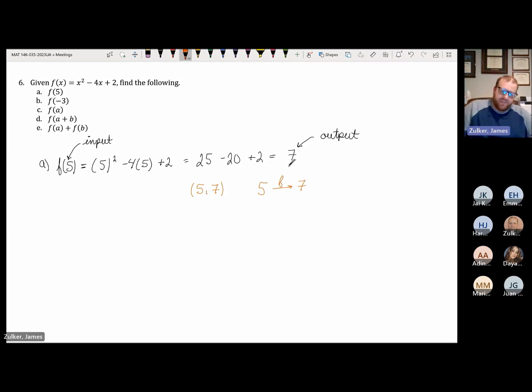This bit here is really for more advanced study of functional analysis, so it's really not going to be used too often. It's really these two right here that are going to be used the most: f of 5 equals 7, or the ordered pair (5, 7). Now f of -3. So now we're inputting -3 into f.